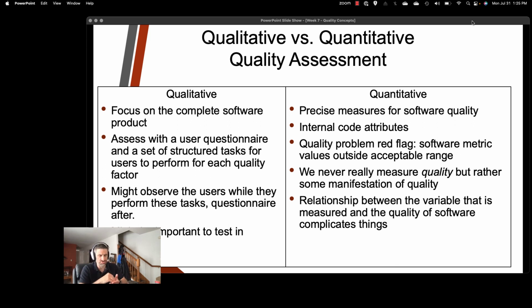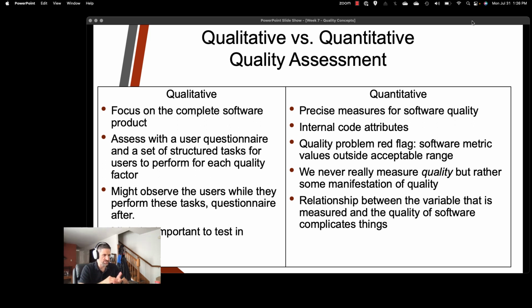We're going to give user questionnaires and then a set of structured tasks for the user to be interacting with. We may be watching them while they're actually doing the task or questionnaire, and this is very important to test in production. So it's going to be an assessment of observation, more qualitative, not really like saying, okay, they enjoy it 6 out of 10. It's more like, okay, they complete this task, they're capable of doing it, they seem to enjoy it. Quantitative, on the other hand, is giving us precise measures for our software quality.